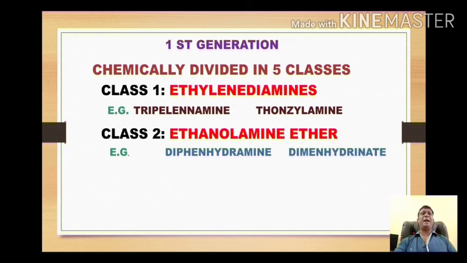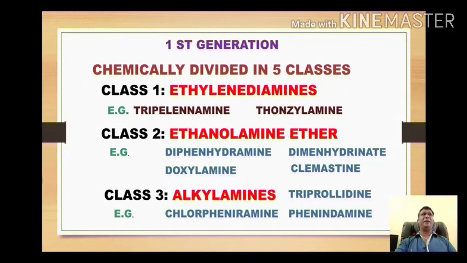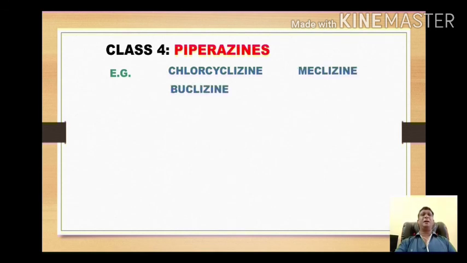diphenhydramine, dimenhydrinate, doxylamine, and clemastine. The class number 3 is alkylamines, from which the examples are chlorpheniramine, triprolidine, and phenindamine. The class number 4 is piperazines. From piperazines, we have a very well-known examples like chlorcyclizine, buclizine, and meclizine.